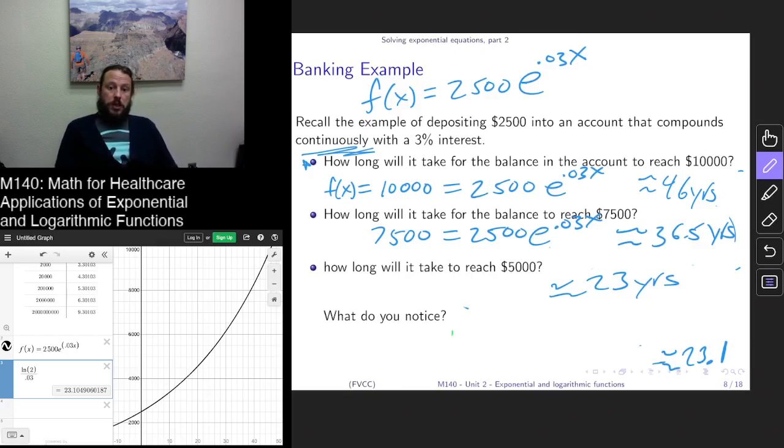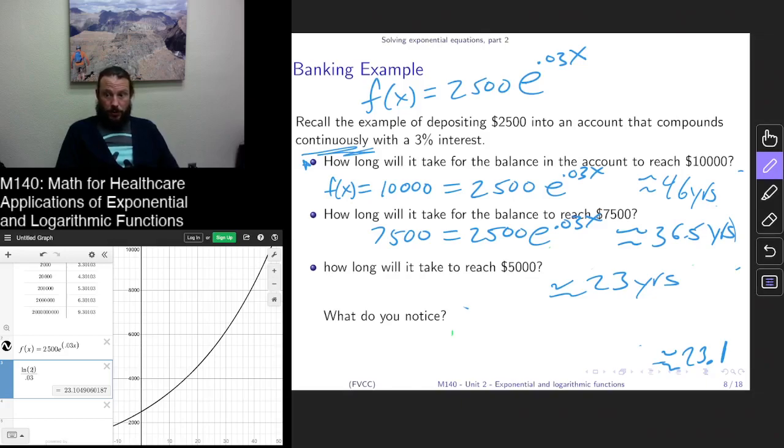So what is this telling me? Well, it's increasing quicker the further out I go, unlike a line where it would be exactly the same. If it took 23 years to get to 5,000, it would take another 23 years after that to get to the 7,500. And that's, again, a big difference with exponential functions compared to linear.